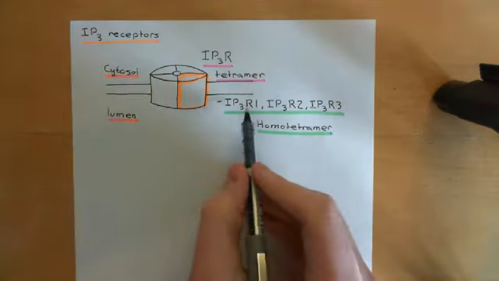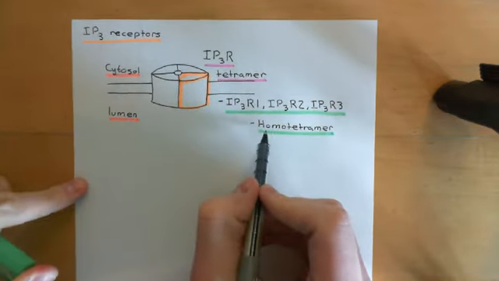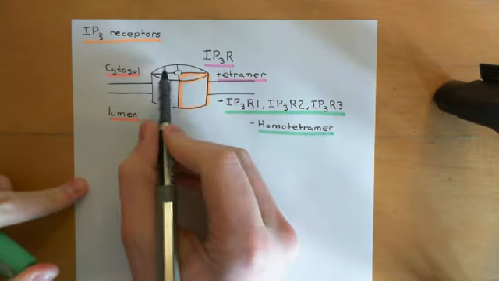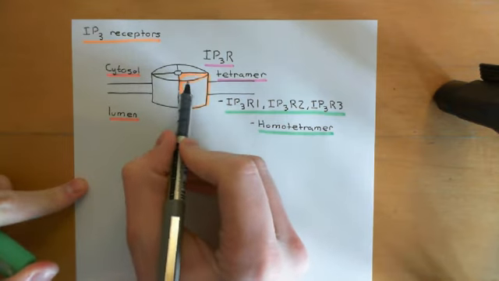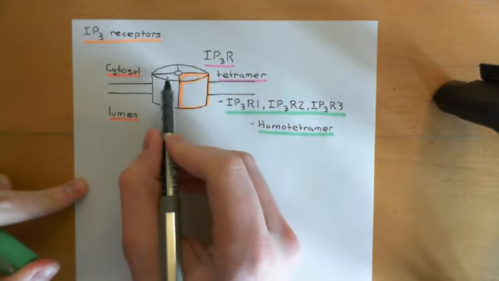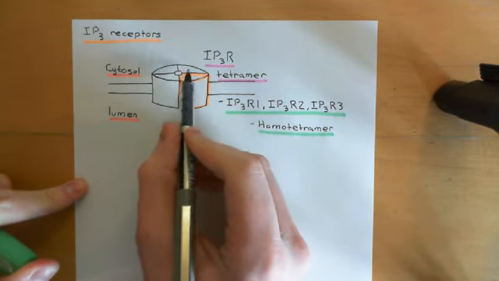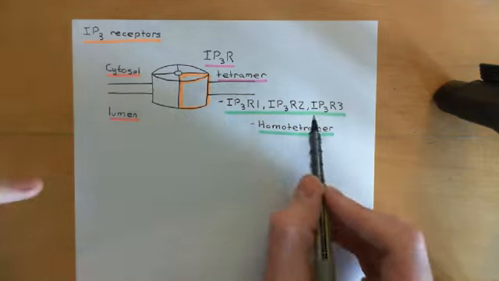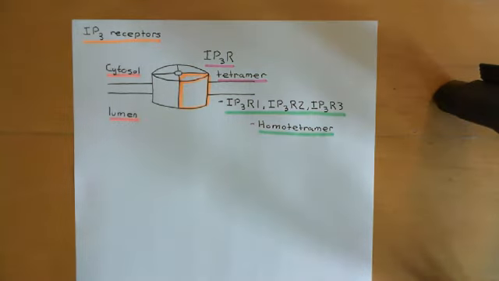So you can build an IP3R1 homotetramer where you have 4 IP3R1 subunits in each of these 4 sockets. Okay, you can build an IP3R2 homotetramer where you have 4 IP3R2 subunits in these 4 sockets, and you can build an IP3R3 homotetramer where you have 4 IP3R3 subunits in those 4 sockets.